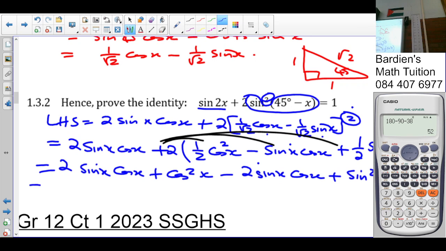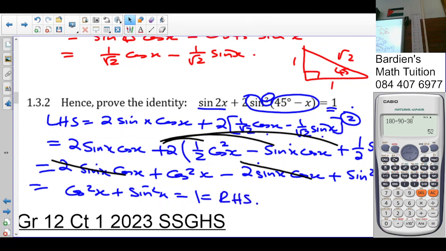So of course I'm looking for like terms. So 2 sin x cos x cancels 2 sin x cos x. So I'm left with cos squared x plus sin squared x, which is equal to 1, which in turn is equal to our right hand side. Okay.